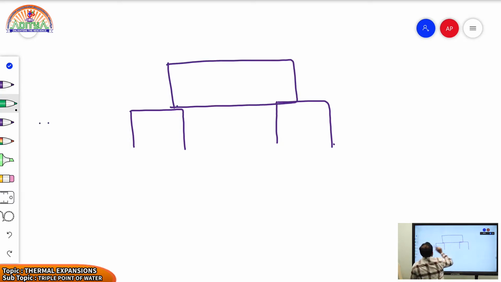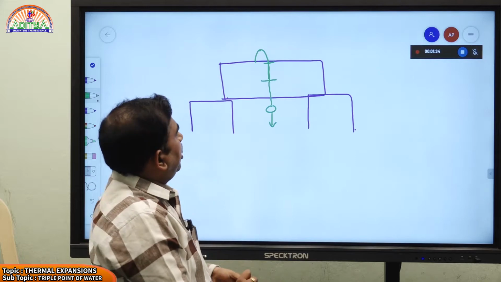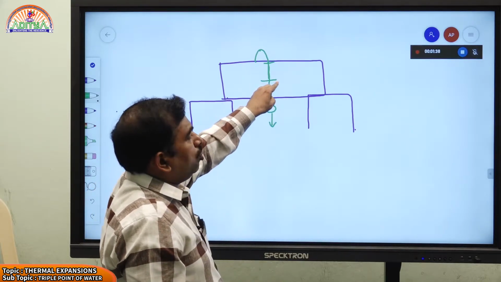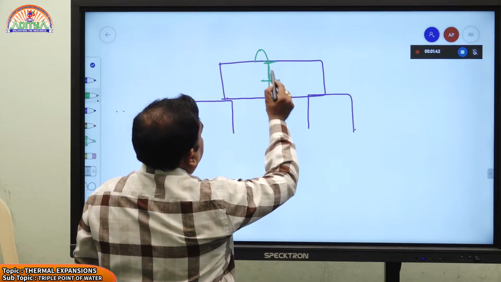A small thread, suspended with a small mass, is placed on this ice block. When this weight pulls the thread in the downward direction, the thread passes through the ice block. Look, initially there will be a gap. That gap will be completely filled when the thread comes to the middle of this ice block. So this gap is completely filled.